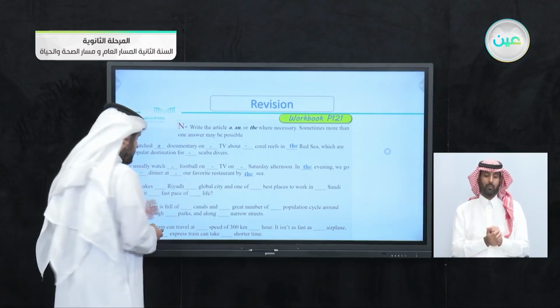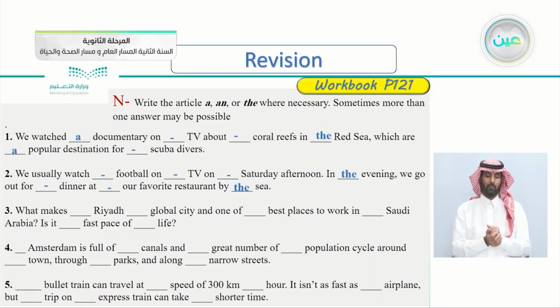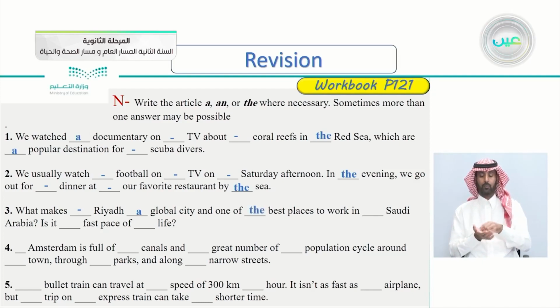Excellent. Number 3. What makes, yes, Riyadh, it is a city, so it doesn't take anything. What makes Riyadh a global city and one of the best places to work in Saudi Arabia? So, yes, we put nothing here. Is it the fast pace of, that's correct, of life?